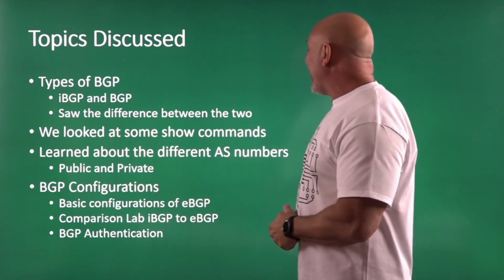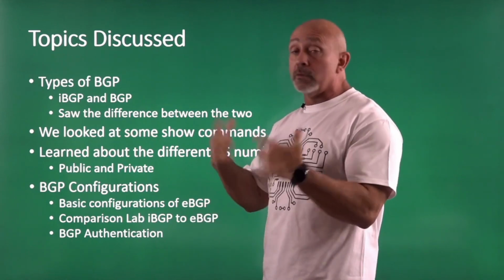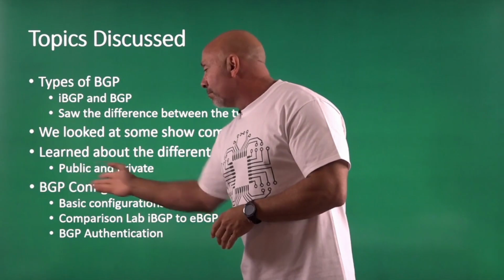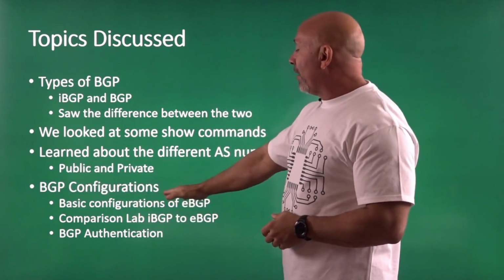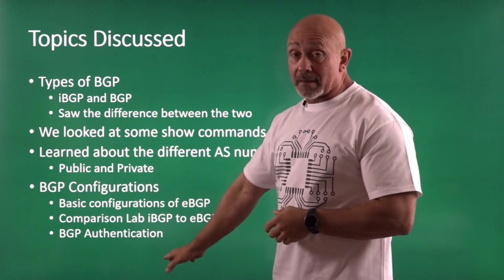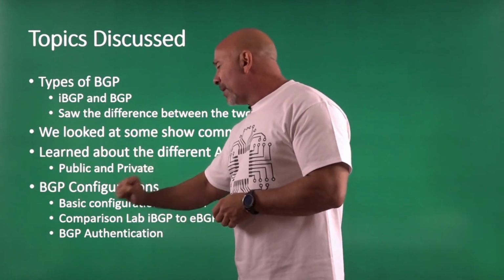Learned about the different autonomous system numbers, which are the publics, which are the privates, right? That's why we normally use somewhere in the 6500 range. BGP configurations, very basic configurations of eBGP. You saw the comparison lab with the iBGP and eBGP, and BGP authentication.